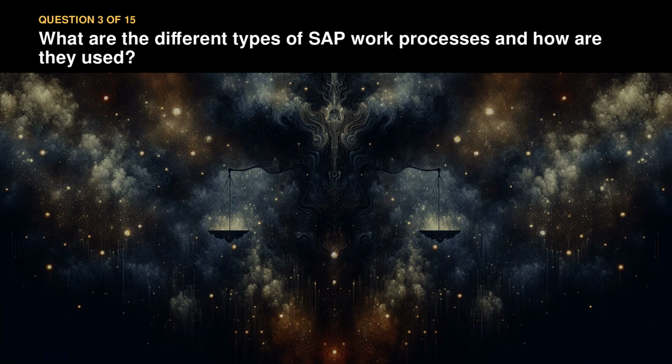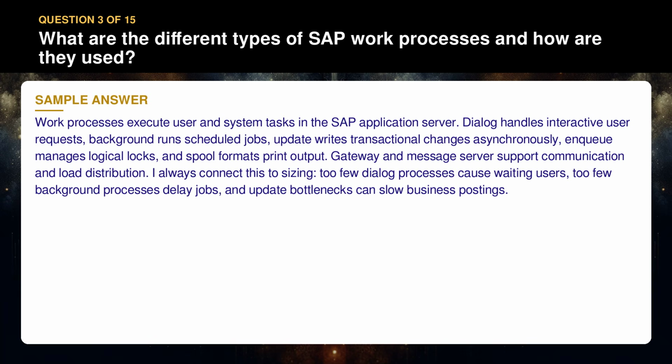Question 3. What are the different types of SAP work processes and how are they used? Work processes execute user and system tasks in the SAP application server. Dialog handles interactive user requests. Background runs scheduled jobs. Update writes transactional changes asynchronously. Enqueue manages logical locks. And spool formats print output. Gateway and message server support communication and load distribution.